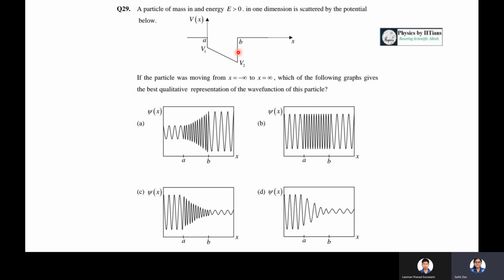Now suppose the particle is coming at this boundary B, and then some of the particle will be reflected and some of the particle will be transmitted. So accordingly, the amplitude of the oscillatory wave function will decrease. Okay, so what is the correct answer? The correct option is option C.